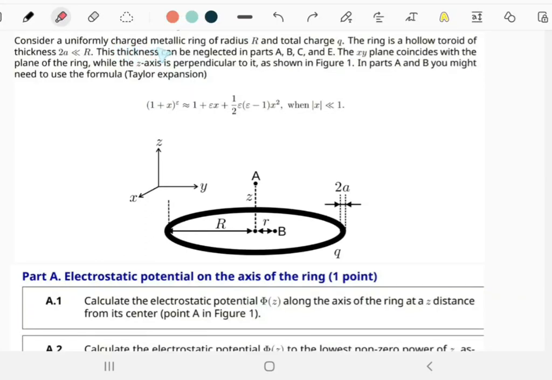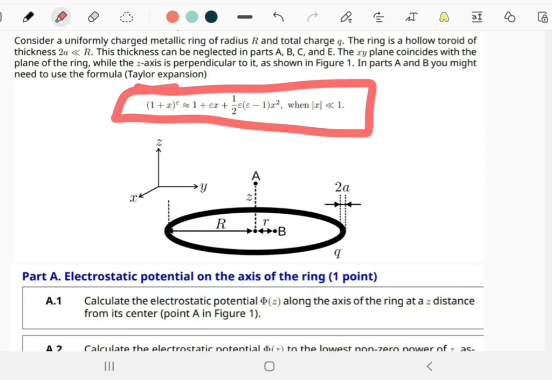Consider a uniformly charged metallic ring of radius r and total charge q. The ring is a hollow toroid of thickness 2a, very smaller than r. This thickness can be neglected in parts A, B, C and E. The xy plane coincides with the plane of the ring, while the z-axis is perpendicular to it as shown in the figure. In parts A and B, you might need to use the formula, that is the Taylor expansion.